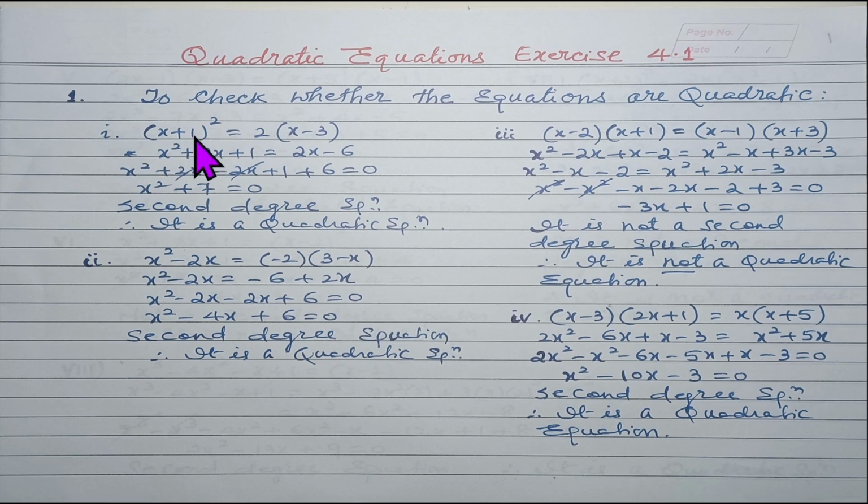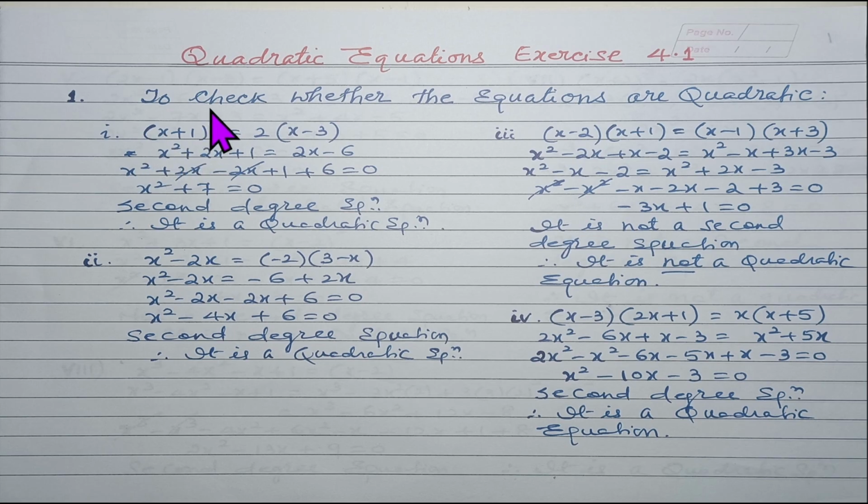The first example is (x + 1)^2 = 2(x - 3). To know whether it's a quadratic equation or not, we have to write it in standard form ax^2 + bx + c = 0. So let us simplify it first.